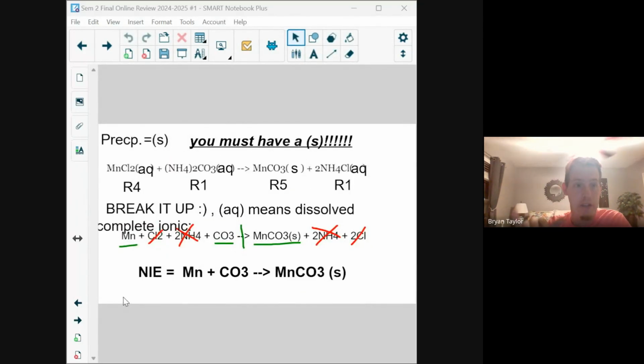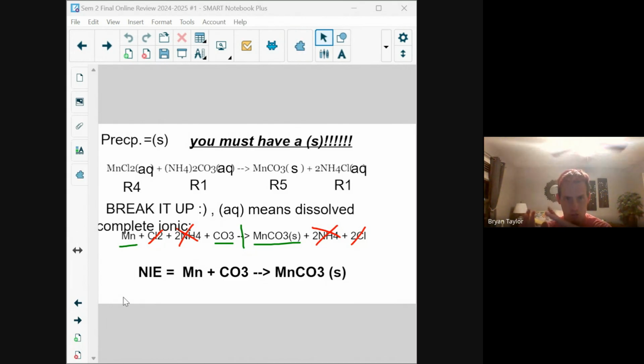Okay, good. So first off, net ionic equation. We're going to start with precipitation. We're also going to go over precipitation reactions. With precipitation reactions, the whole point of it is you need a solid, period. If you do not have a solid, it does not work. Period. End of story, move on.